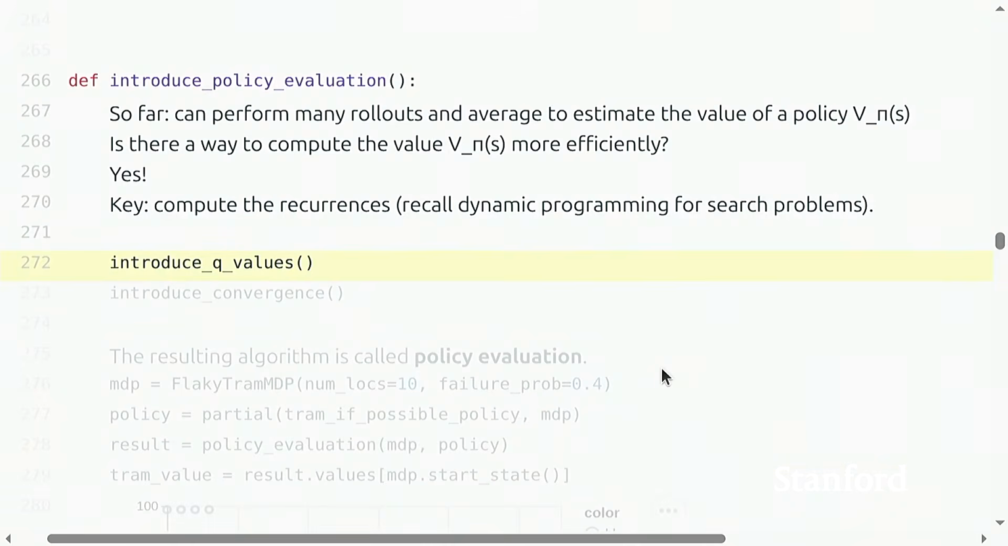Okay, before I run the algorithm, I want to talk about one other thing, which is convergence. So if I'm running this algorithm, how do I know when to stop?